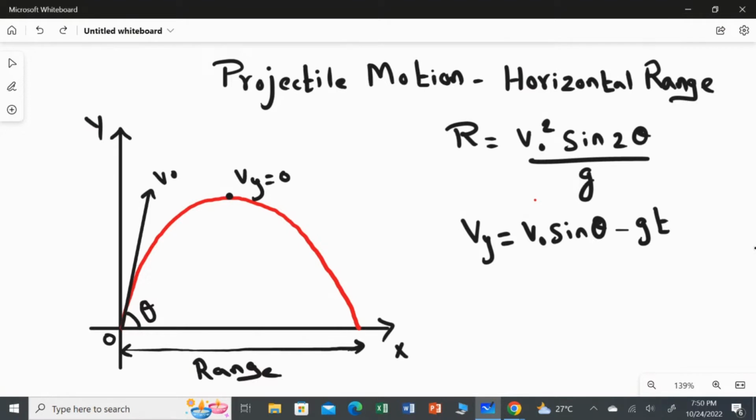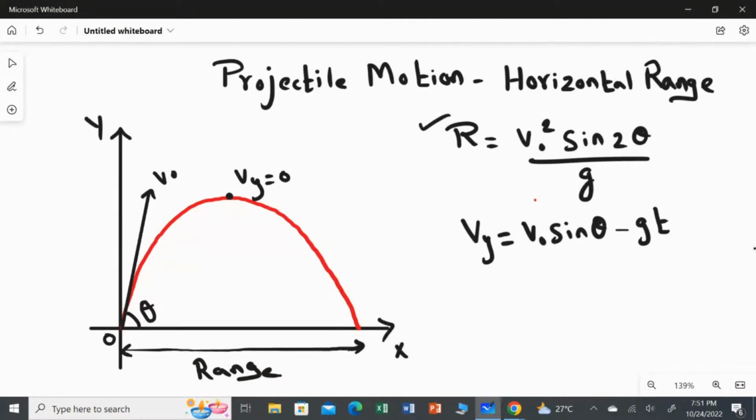If you launch the projectile at a certain angle with some initial velocity, the projectile will have a parabolic trajectory, which is indicated here with a red color line. By that, this projectile will cover the maximum distance on the x-axis. That distance is nothing but the horizontal range. Now, in this video, I am going to explain how we are going to derive this equation.